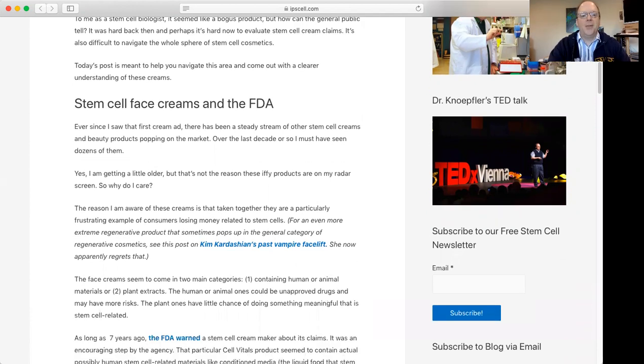Stem cell face creams, like I said, have been around for a really long time. Even before the FDA really stepped up and started tackling the problem of stem cell clinics that inject people with stem cells, the agency was actually doing something about stem cell face creams. It sent warnings to stem cell face cream makers more aggressively and earlier than it did about clinics, which is interesting.